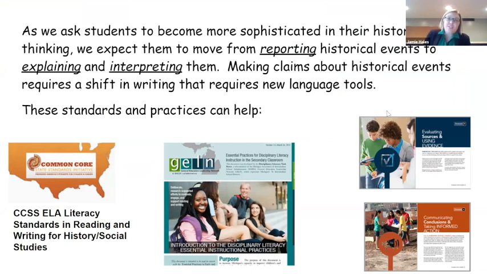As our students move up in their social studies classes, we're asking them to become more sophisticated in their thinking, moving beyond reporting to explaining and interpreting. Someone already said it earlier about that critical analysis and really digging in. Making claims, I heard that earlier as well. It's almost like you had a preview of what we were going to talk about: historical events. And it requires that shift in writing. That requires new language tools. And we have documents and research that support this shift.